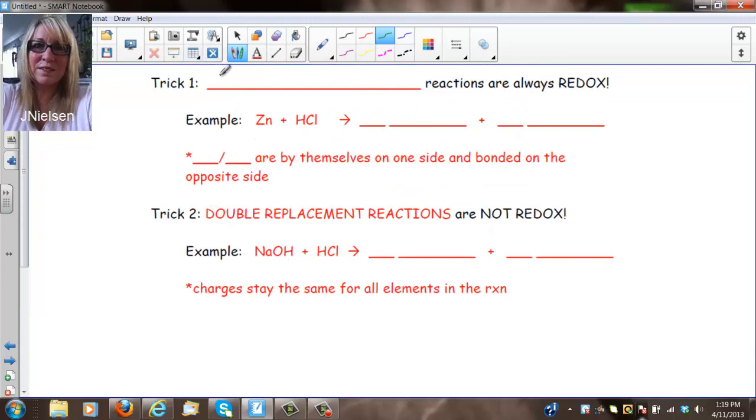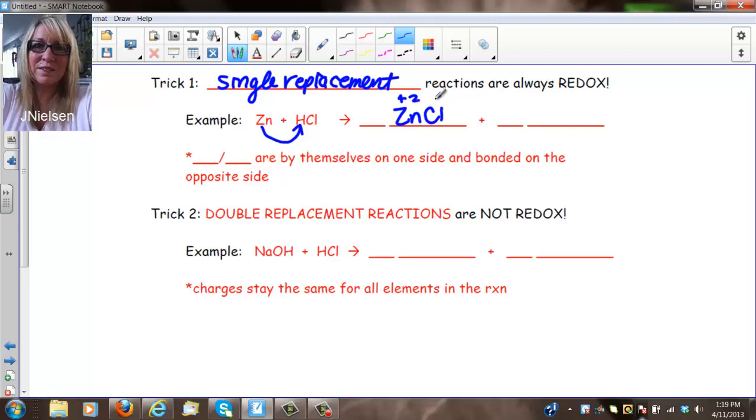So, trick 1. Single replacement reactions, which we've been talking about a little bit lately, are always redox. But remember that the element that's pushing in has to be more active than the one it's pushing out. So Zn is above H on table J. It can push H out, which means we're going to form ZnCl.